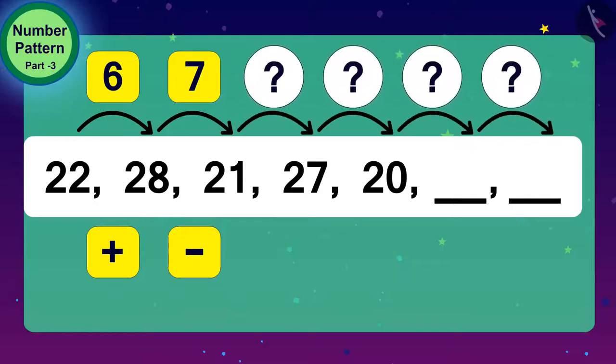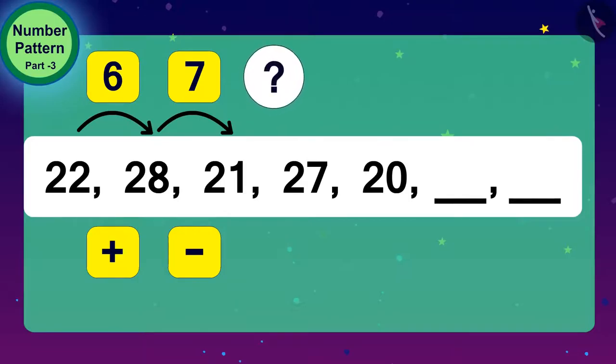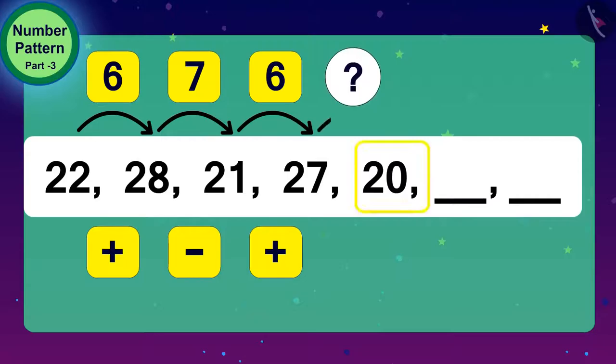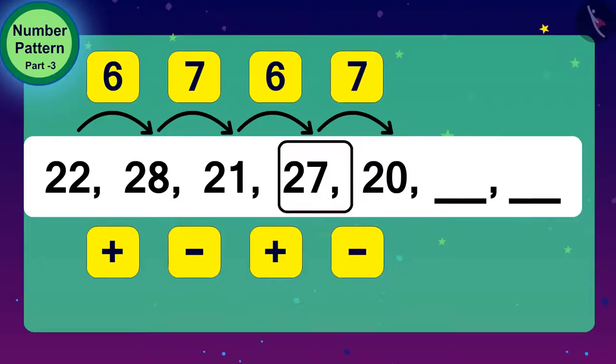Have you got any rules so far? No. No problem. Let us look at the next number. What will we do to get 27 from 21? We will add 6 to 21. And how do we get 20 from 27? 7 is subtracted from 27. Children, do you now understand the unique rule of this number pattern?